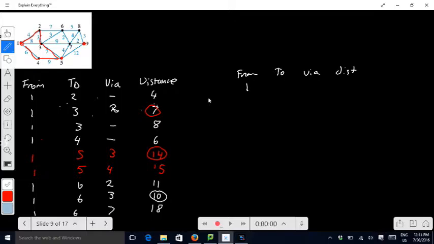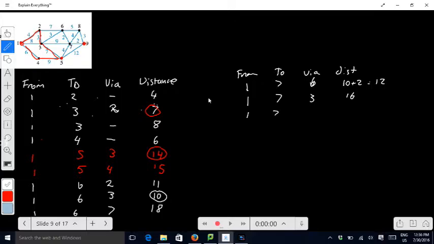Okay, so from 1, we're looking at 7. So 1 to 7, and I'm going through 6. I said before, going from 1 to 6 was 10, my shortest path. And from 6 to 7 was 2, so that's 12. I can go from 1 to 7 via 3, so 1 to 2, 2 to 3, 3 to 7, and that was 16.